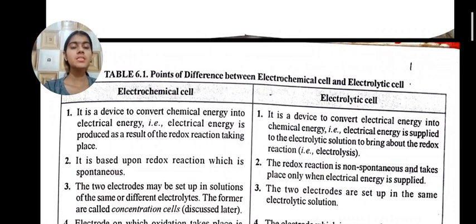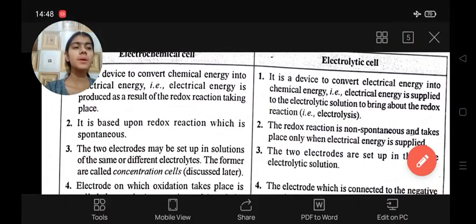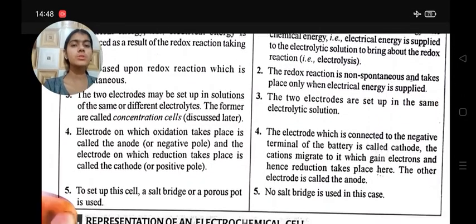Electrochemical cell is based upon a redox reaction which is spontaneous. In an electrolytic cell, the redox reaction is non-spontaneous and takes place only when electrical energy is supplied. In an electrochemical cell, the two electrodes may be set up in solutions of the same or different electrolytes. The former are called concentration cells. In electrolytic cells, the two electrodes are set up in the same electrolytic solution.